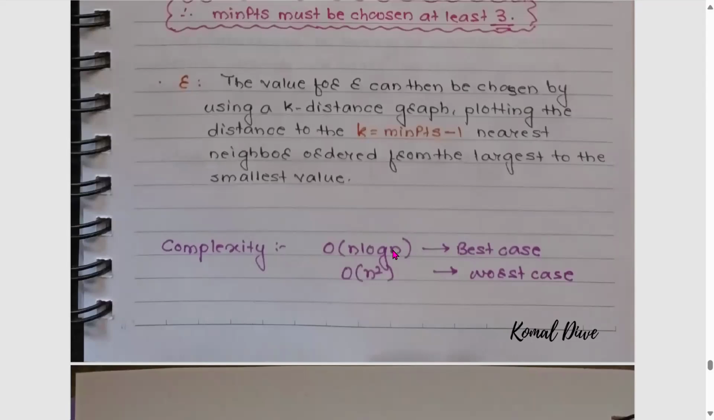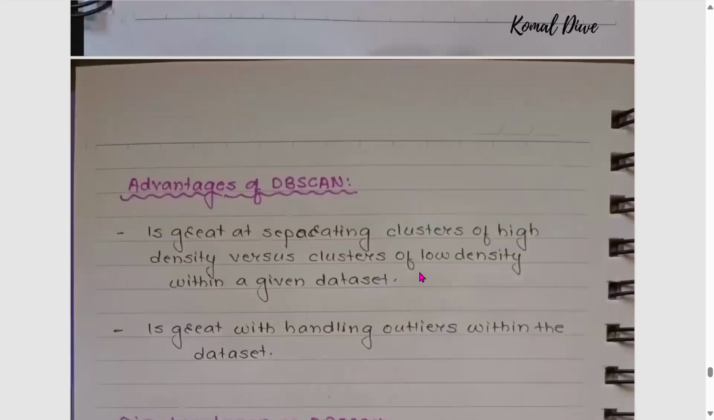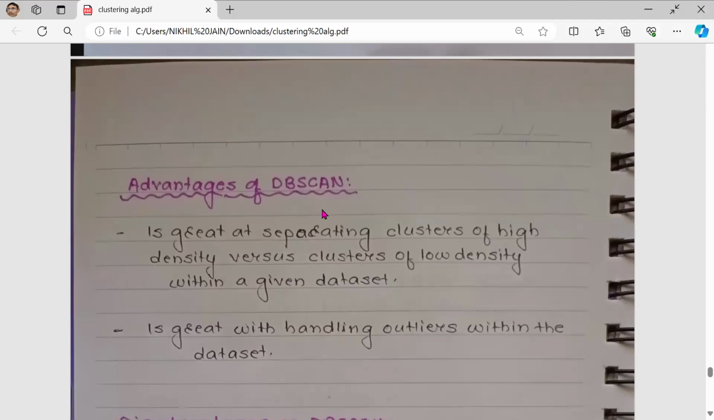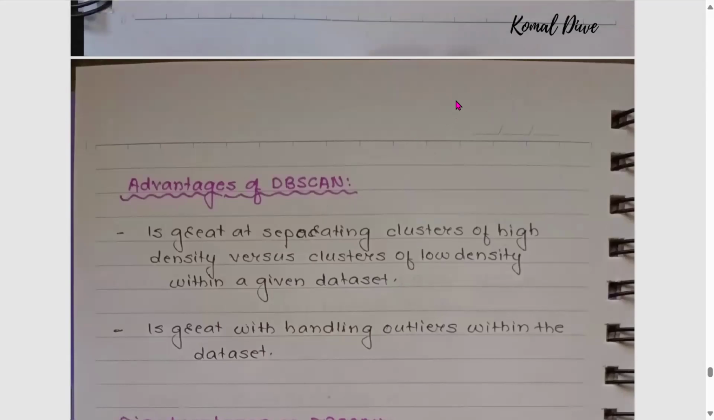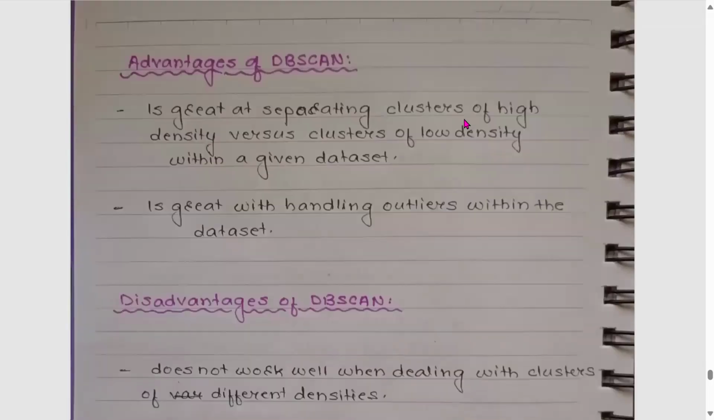Complexity: best case and worst case. Advantages of DBSCAN: it is great at separating clusters of high density versus clusters of low density within a given dataset. It is also great at handling outliers within the dataset.